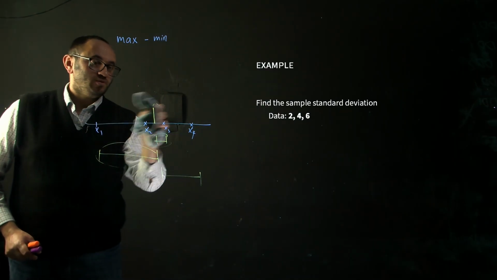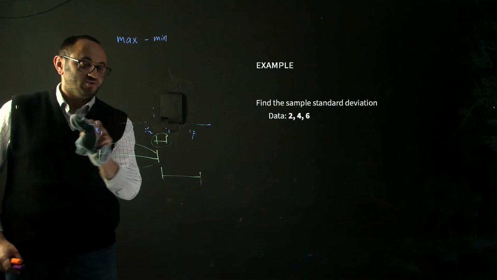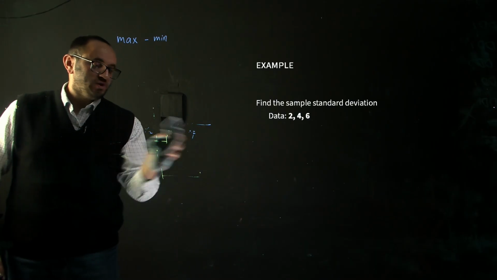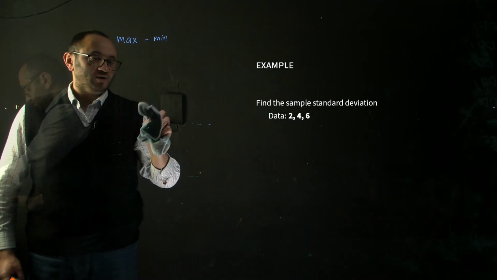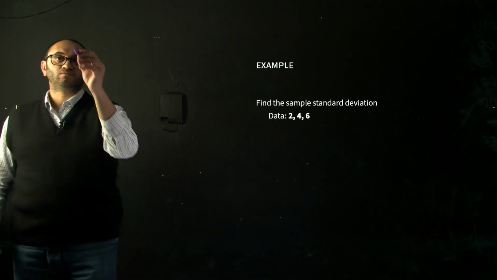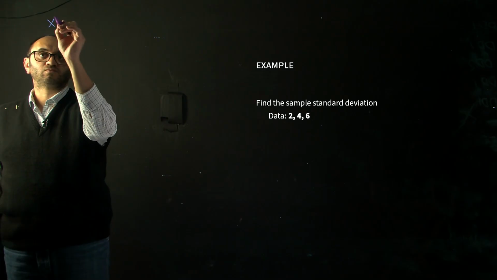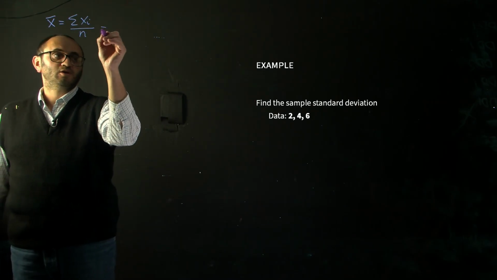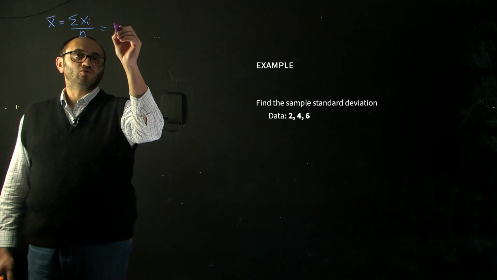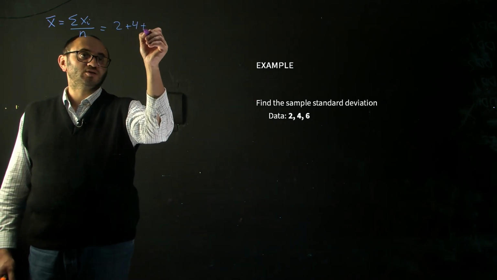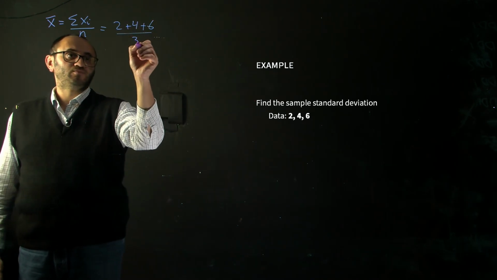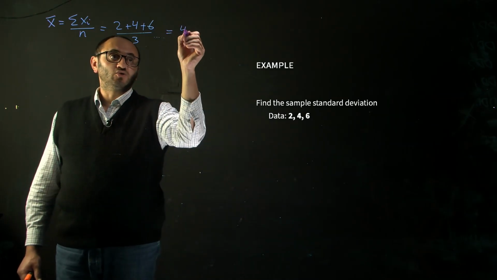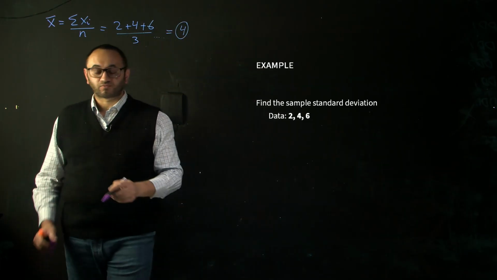So the formula is listed in the previous slides, right? First of all, we have to find the mean, or x bar, or the sample mean, which is summation xi divided by n. We only have 3 numbers, so 2 plus 4 plus 6 divided by 3. 12 divided by 3 is 4. So x bar is 4.